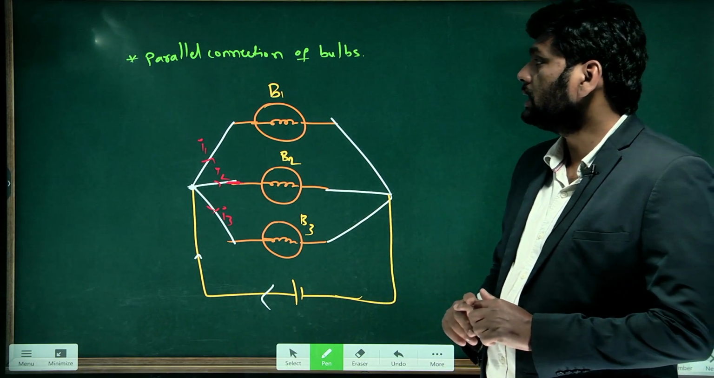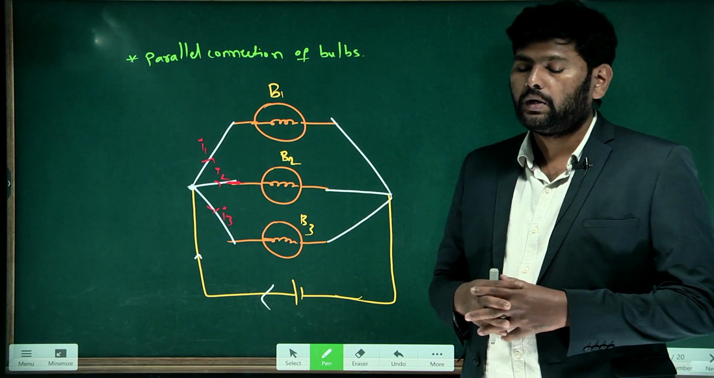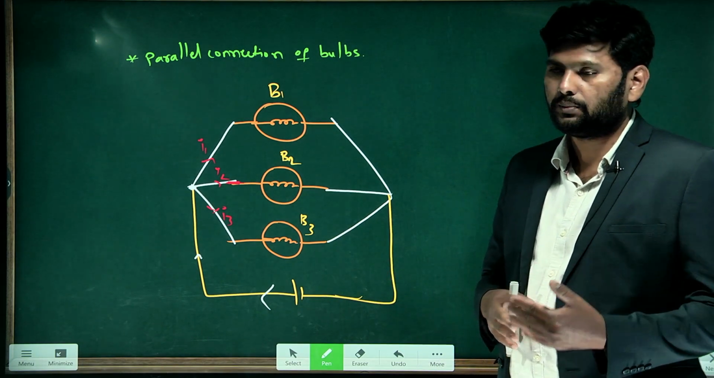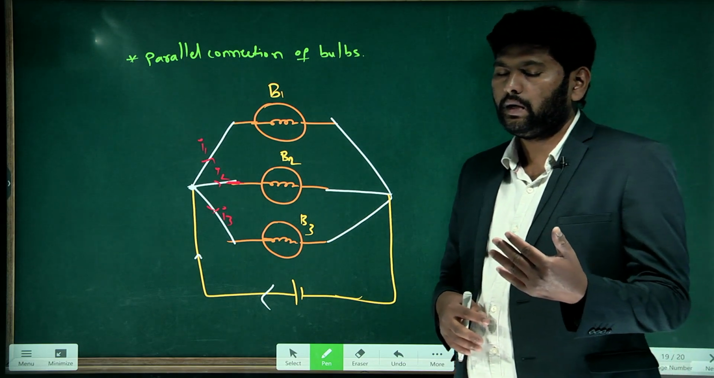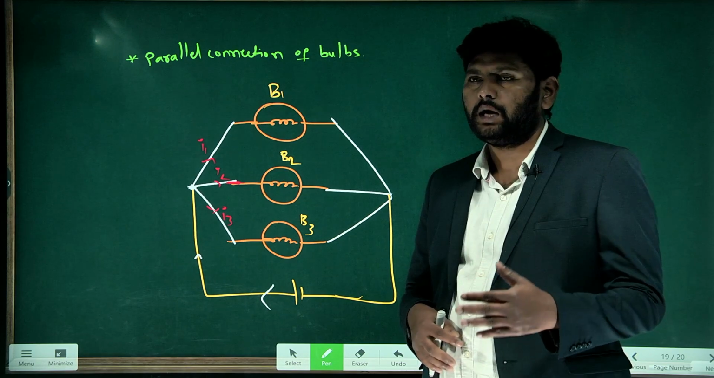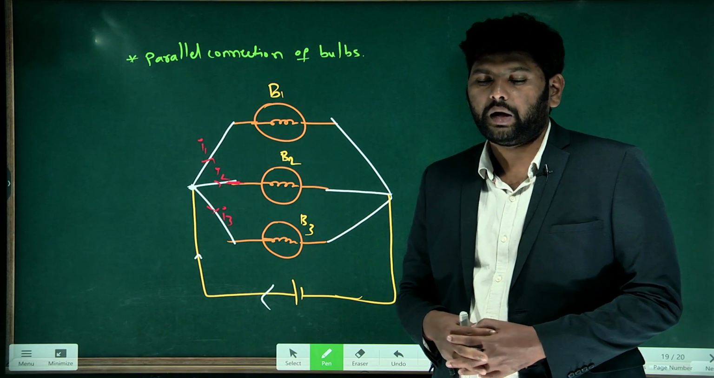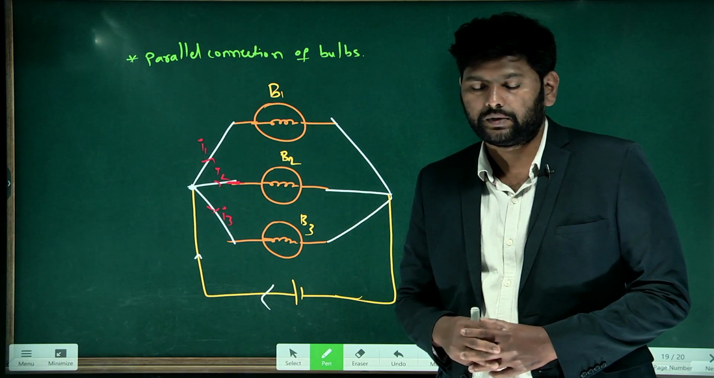Surely the parallel connection of the bulbs is very useful for household supply, because if any bulb or any connection goes wrong, it will not affect the other connections. So this parallel connection is very useful for household supply.